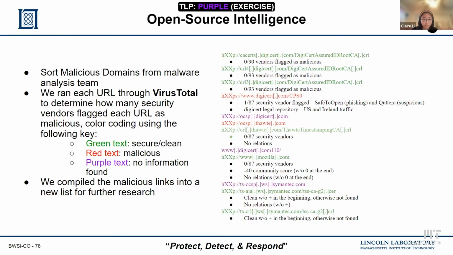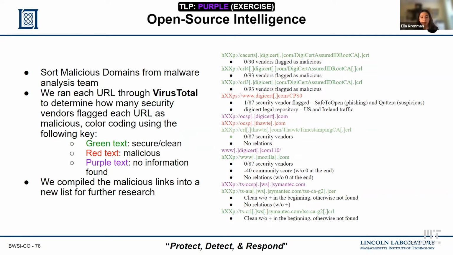So next, we received a number of domains from Stage 2A, which was the malware analysis team. We ran each URL through VirusTotal, which was a platform that helped us determine how many security vendors flagged each URL. As you can see on the list on the right, the URLs in green indicate that VirusTotal found no vendors flagging them, which means they're secure or clean. The domains in red text indicate that at least one security vendor flagged them, so that's marked as malicious.